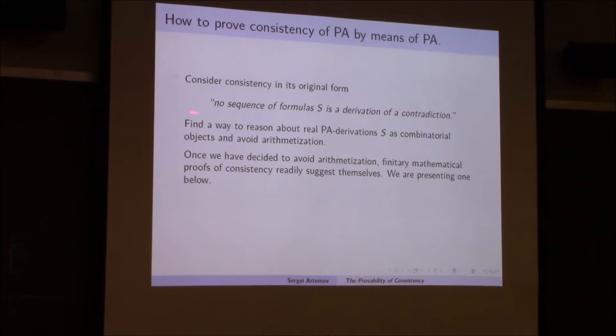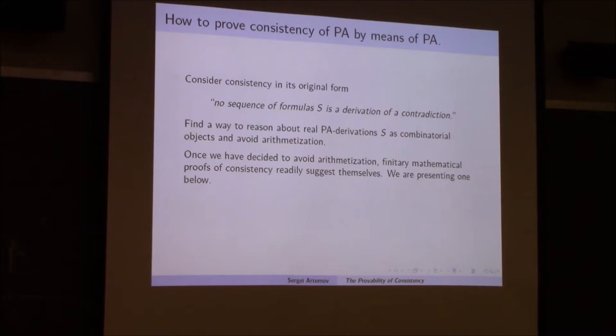So we consider consistency in its original form: no sequence of formulas S is a derivation of a contradiction. We have to find a reason to argue about real PA derivations S as combinatorial objects and to avoid arithmetization. In between the lines, if you want to do good numbering along, it's fine. But don't use the quantifier. Don't quantify over all things, because you spill, you know the story.